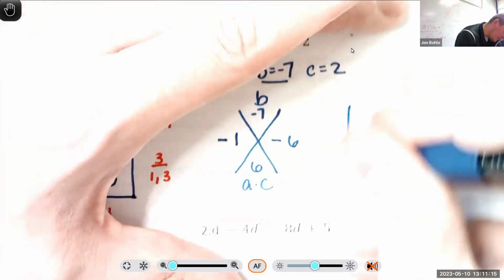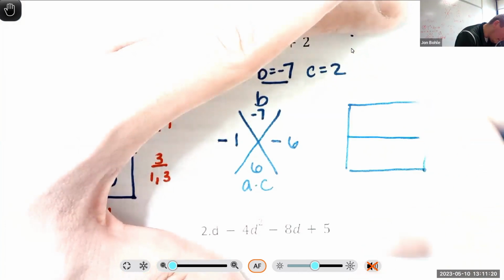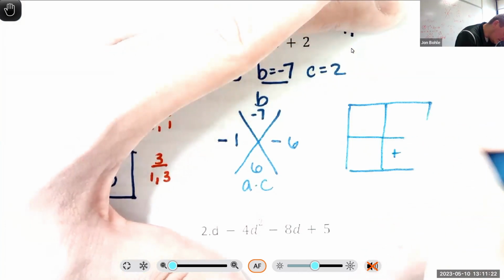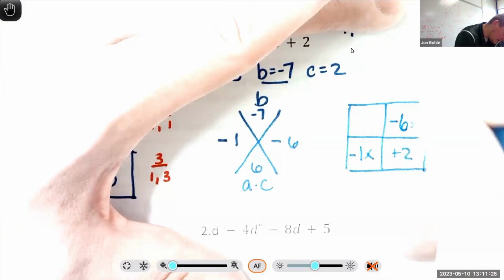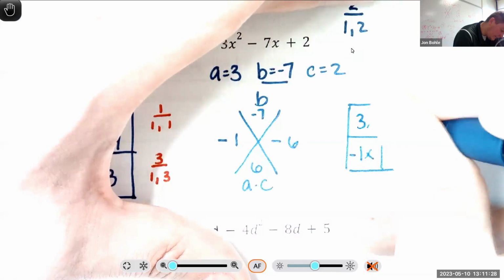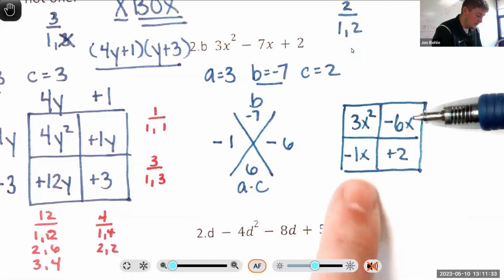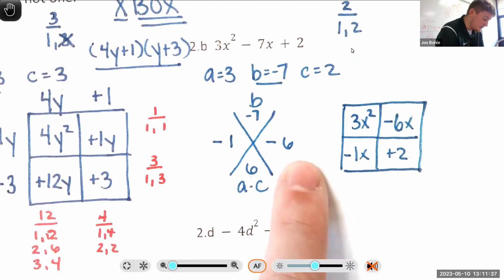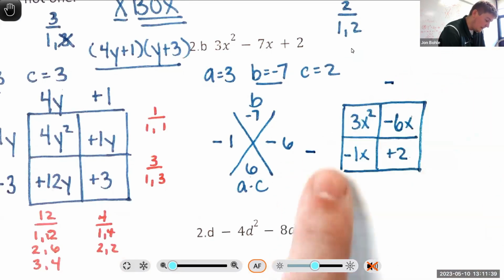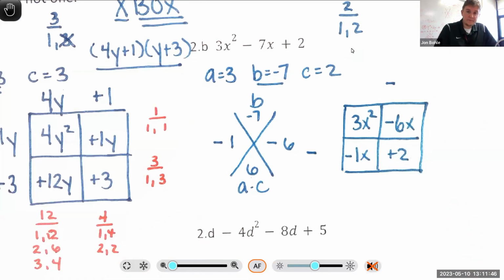So now when I set up the box, I know how to split those up. I'm going to put a +2 here, -1x here, -6x here, and then 3x squared here. Now the next thing I need to think about is I know I have negatives here and a positive here because I'm going to have a negative times a negative. So I'm going to have negatives in each of these corners here, because I know a negative times a negative is going to be a positive.